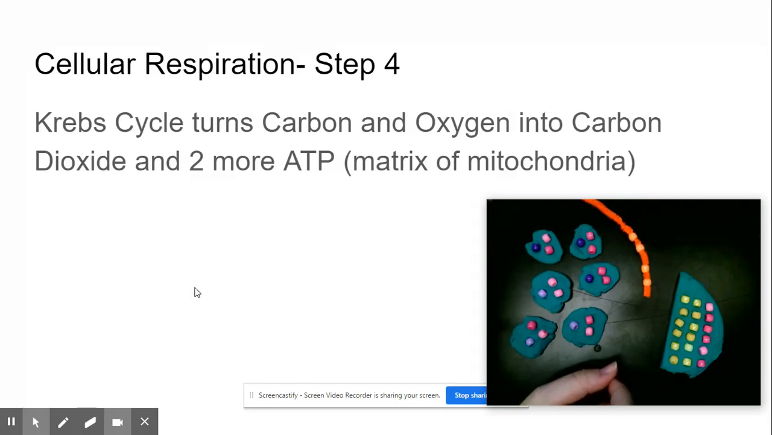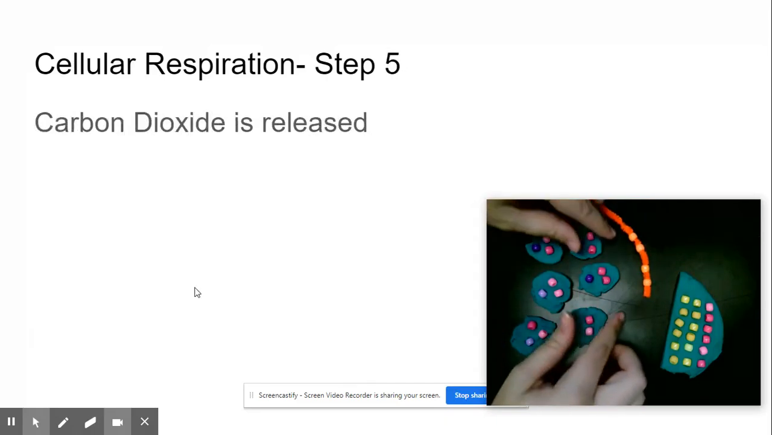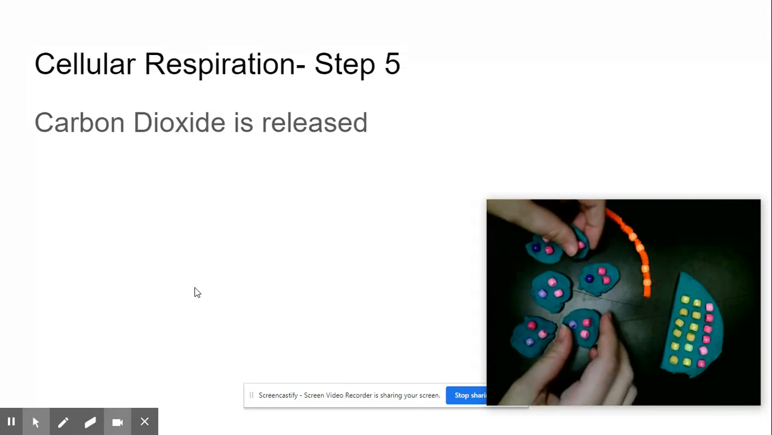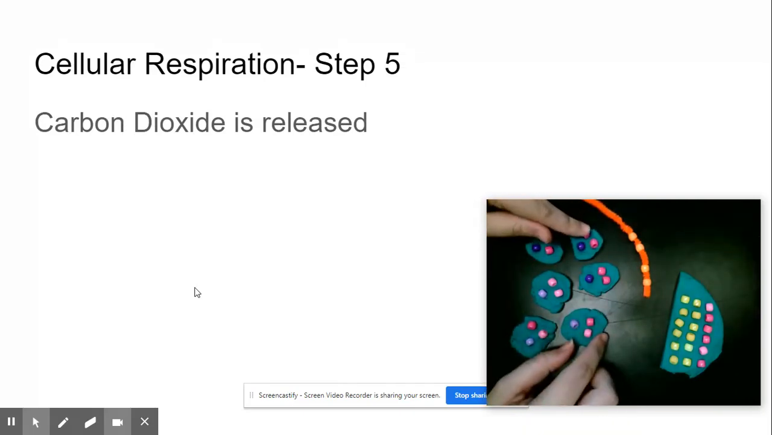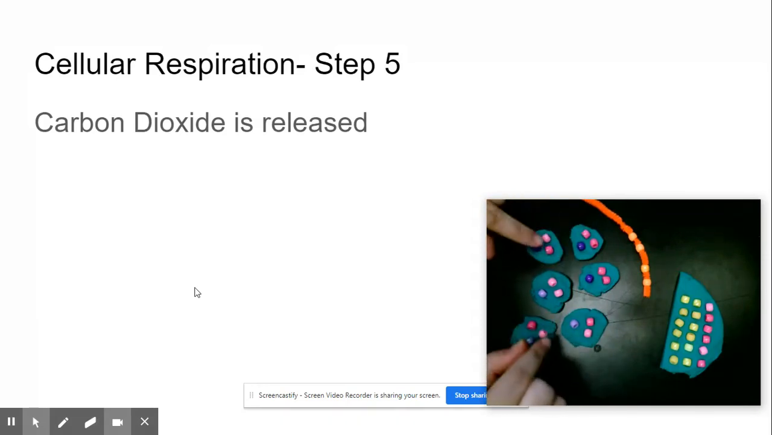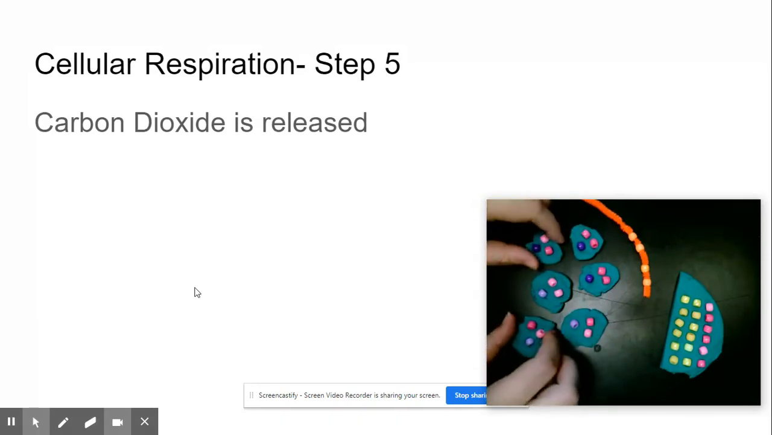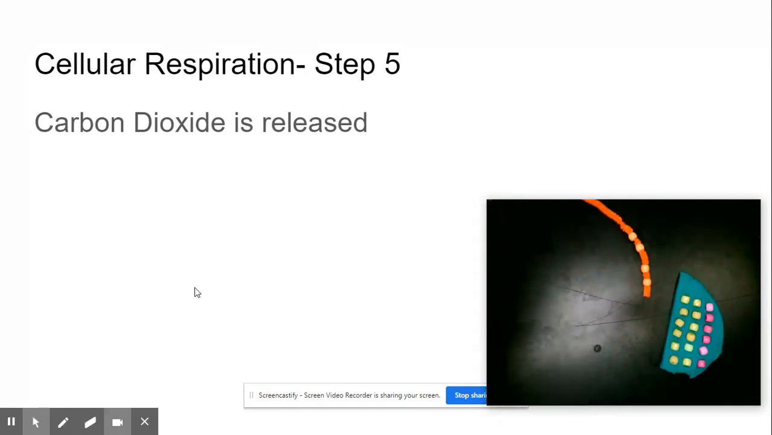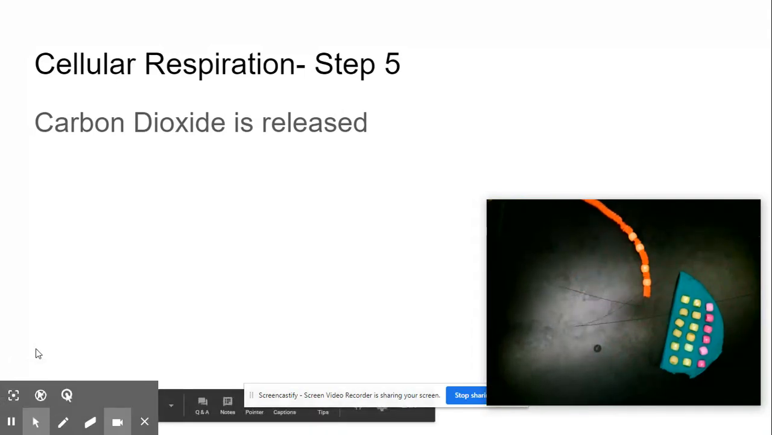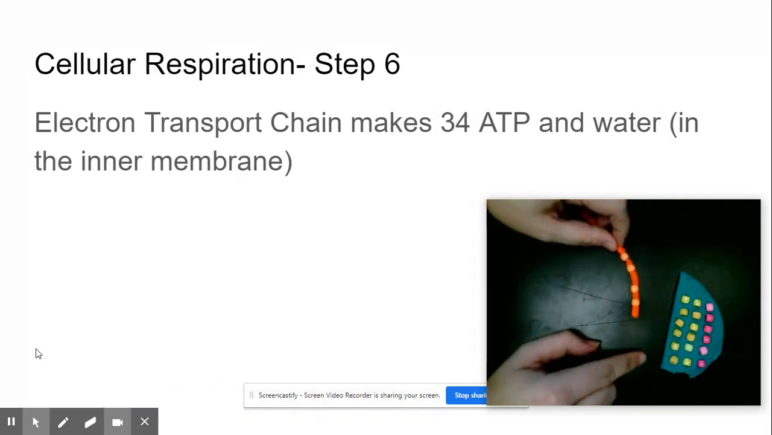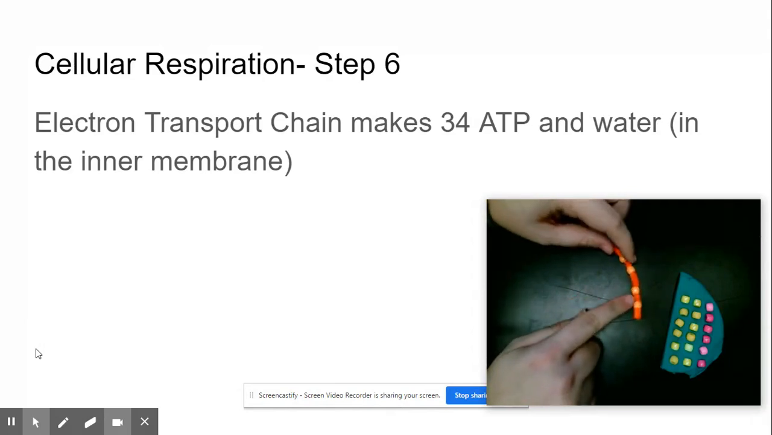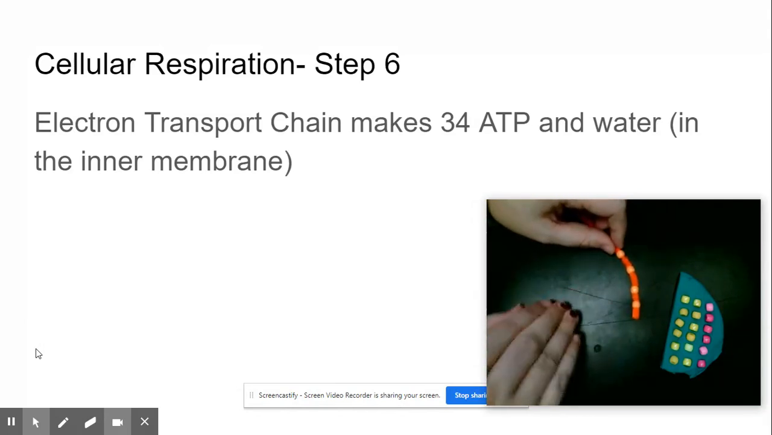Then for the next step, we're actually going to release the carbon dioxide. So just like a plant breathes out oxygen because it doesn't really need it anymore, we breathe out this carbon dioxide and we just get rid of it. Once we have released the carbon dioxide, we move into the inner membrane. So we have our pancakes and our syrup, we eat them through our mouth with our saliva, and then we go into our stomach. So the inner membrane is like the stomach of the mitochondria. It's the big squiggly on the inside of it.